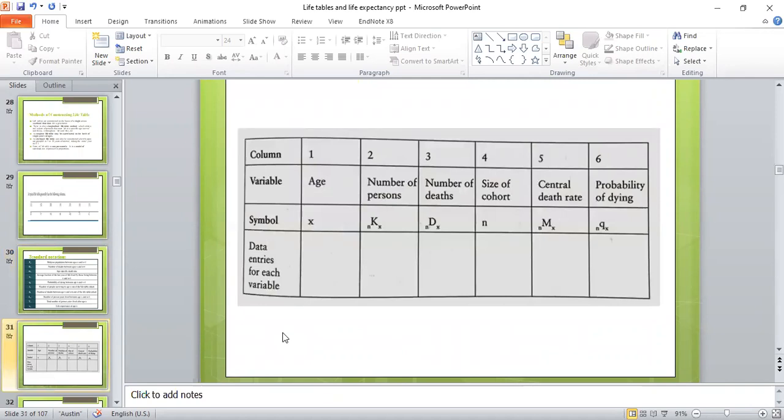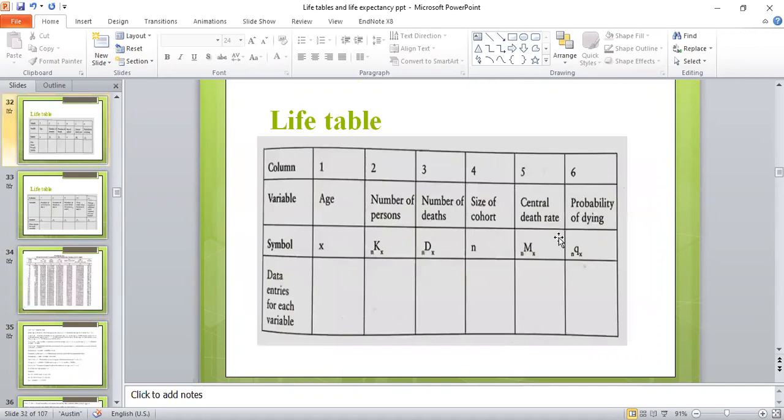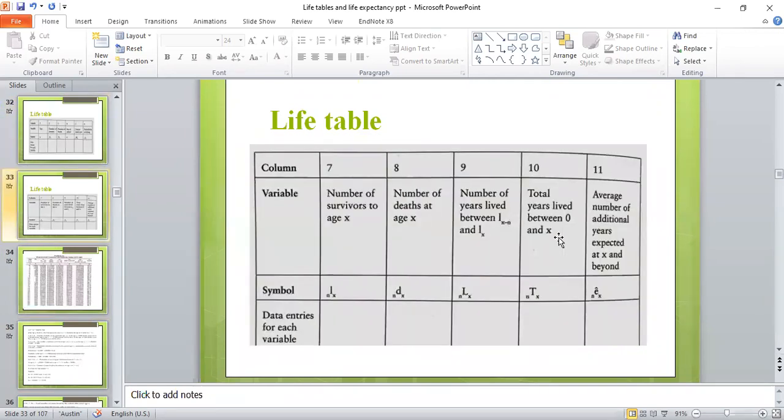This column x shows age, the number of persons is represented by k, and the number of deaths. n is the size of the interval, m is the central death rate, and the probability of dying is represented by q. The number of survivors is represented by lx, the number of deaths by dx, the number of years lived between x and x plus 1 by Lx, and the total number of years lived by Tx. And ex is the average number of additional years expected at age x and beyond, which is the life expectancy.